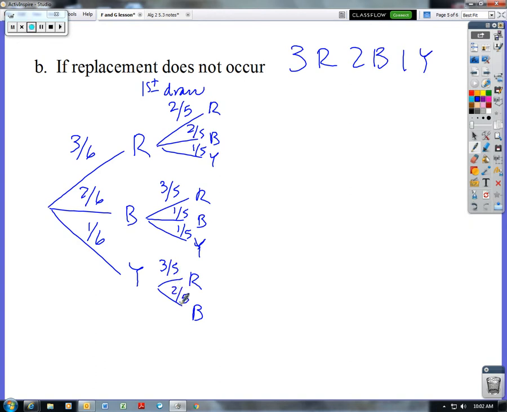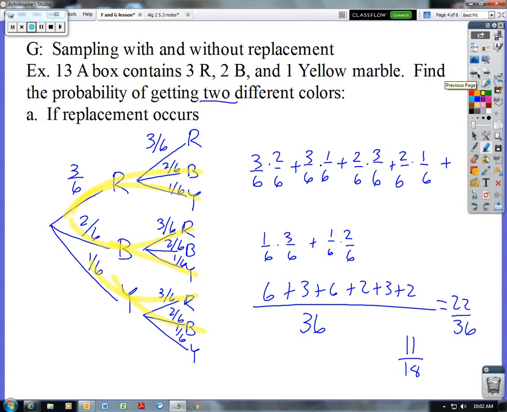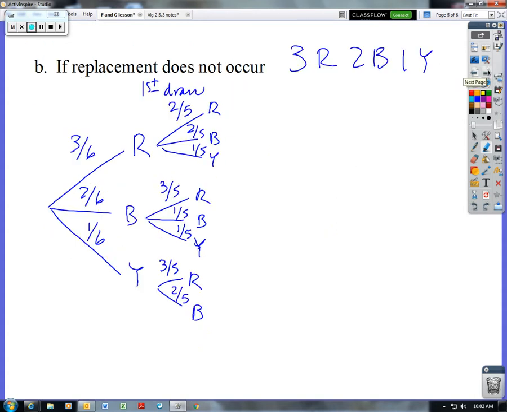Okay, back to my highlighter. Again, we're doing the same thing. Oh, I already forgot the question. What was it? Getting 2 different colors. Okay, 2 different colors. So we've got red, blue, red, yellow, blue, red, blue, yellow, and these are different.